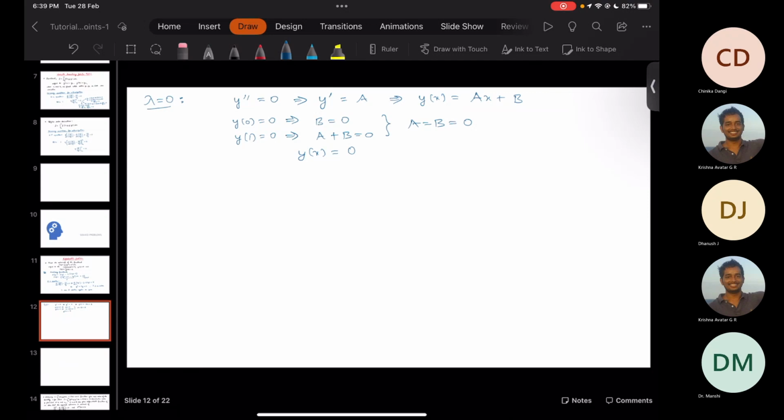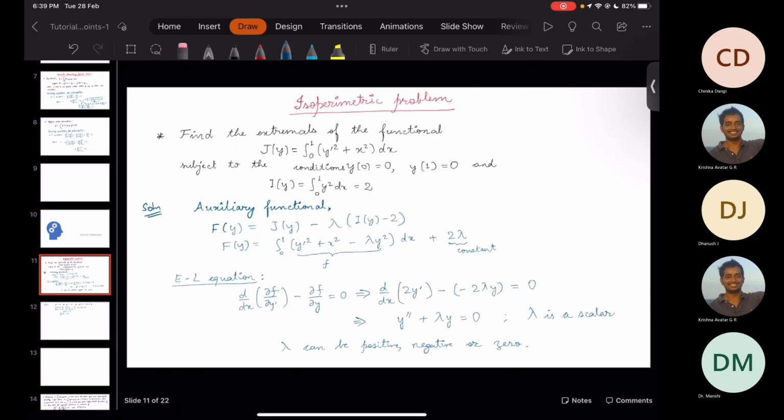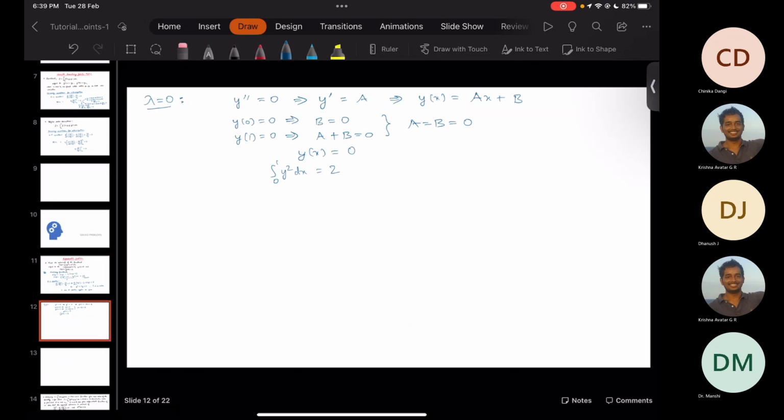Now when we take a look at our isoperimetric constraint, it says that the integral from 0 to 1 of y squared dx has to be equal to 2. But with the value of y that we have here, this will evaluate to 0, which is not equal to 2. So that means this possibility, lambda equal to 0, is rejected.